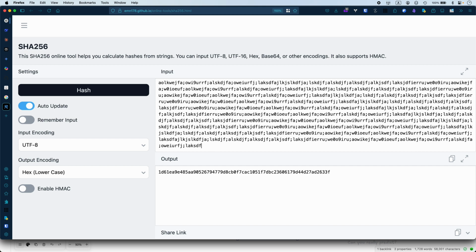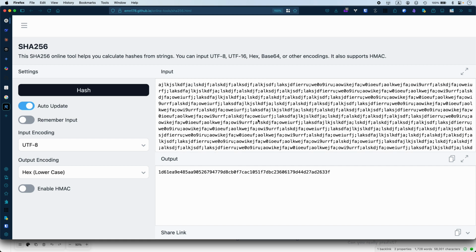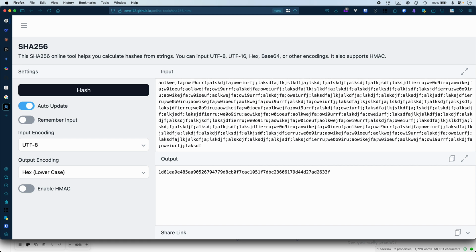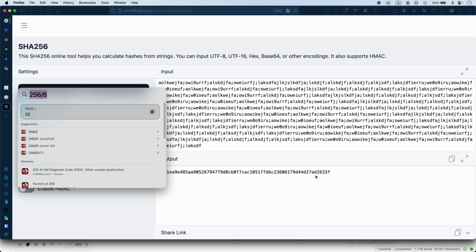See, this is called an avalanche effect. And if I gave you this number, would you be able to figure out what the input was? Very difficult. We are dealing with 256 bits here. Do you know what that result is?